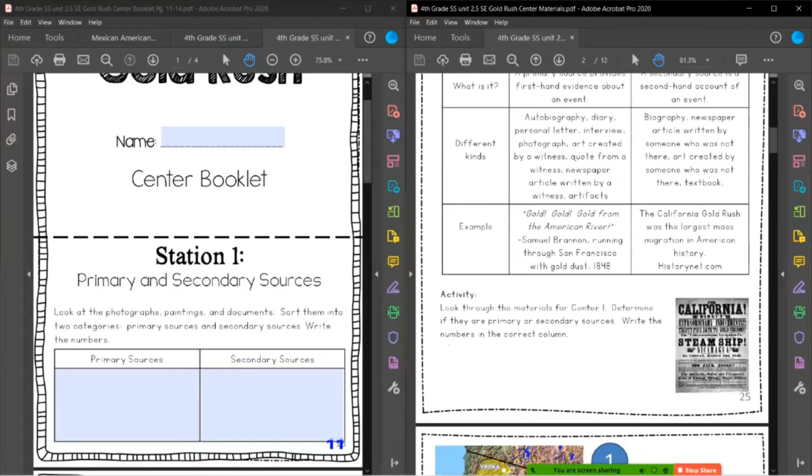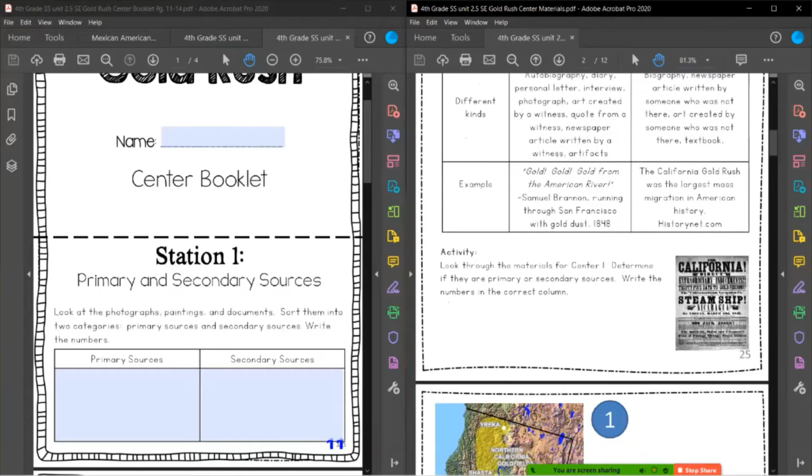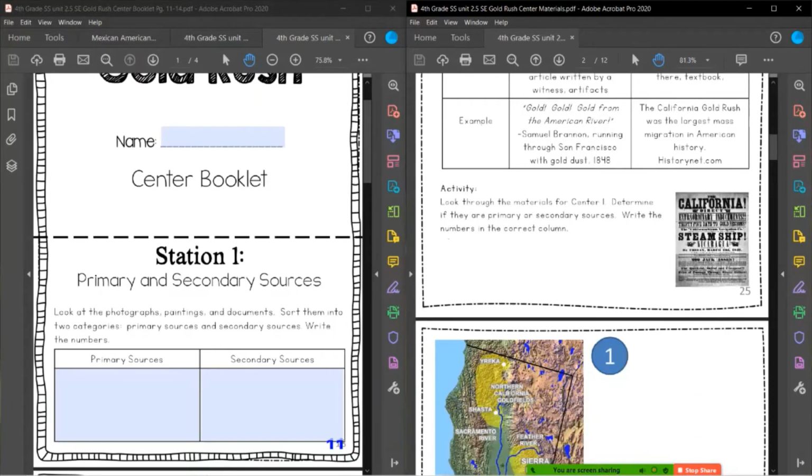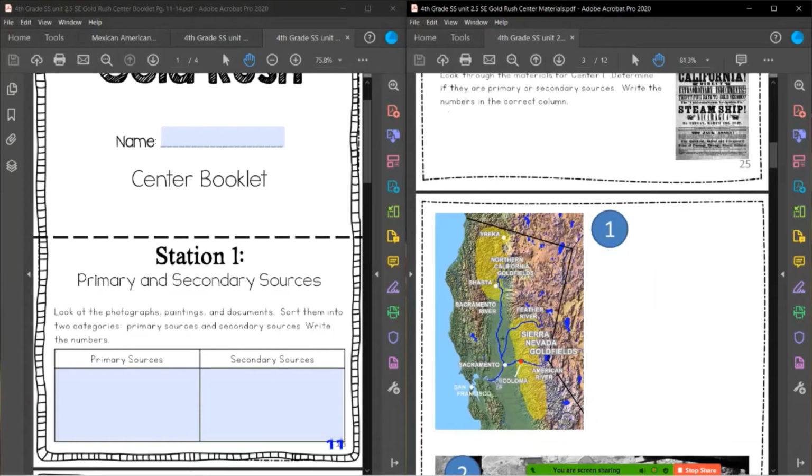Now, you're going to look at a lot of different primary and secondary sources, and you're going to decide which category they fit into. And all you're going to be doing over here in the text boxes in your station booklet is you're going to put the numbers of those things. So please make sure you put a comma and a space between your numbers. Don't just write all your numbers consecutively back to back.